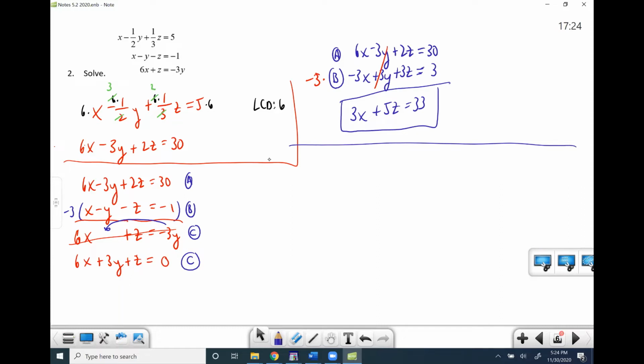Okay. So we put together A and B and we got rid of the Y's. So that means that we need to put together two other equations and get rid of the Y's. I'm looking at A and C. Do you guys see how this is a negative 3y and this is a positive 3y? They're already ready to go, you guys. So let's go ahead and put A and C together. And we don't have to do any multiplying.